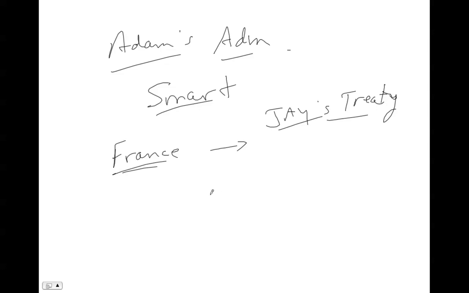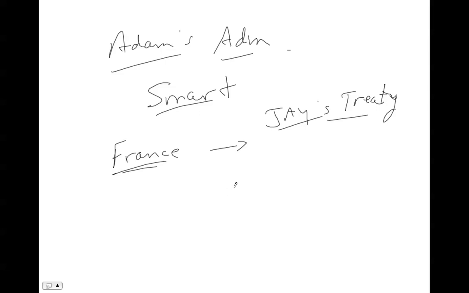Adams sent some diplomats over there, Charles C. Pinckney, John Marshall, Elbridge Gerry, you don't have to remember that, to negotiate. And when they went there, they basically tried to bribe the Americans, and were basically like, okay, we'll negotiate with you, we'll talk to you if you give us a certain amount of money, a few $1,000,000. Okay, and so Americans are not going to go for that.